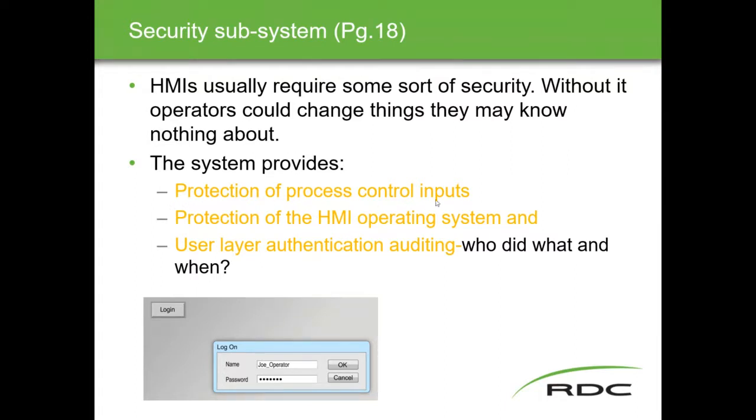So it provides that protection of process control inputs, protection of the HMI operating system itself, and provides that user layer authentication auditing that allows us to go back in and look at who did what and when. So anytime you touch a button, change a set point, controller output, switch from manual to auto, et cetera, it stores that information, not only the change, but who made the change based on who logged in to that particular machine. So not really different than we saw in the PLC DCS sections.